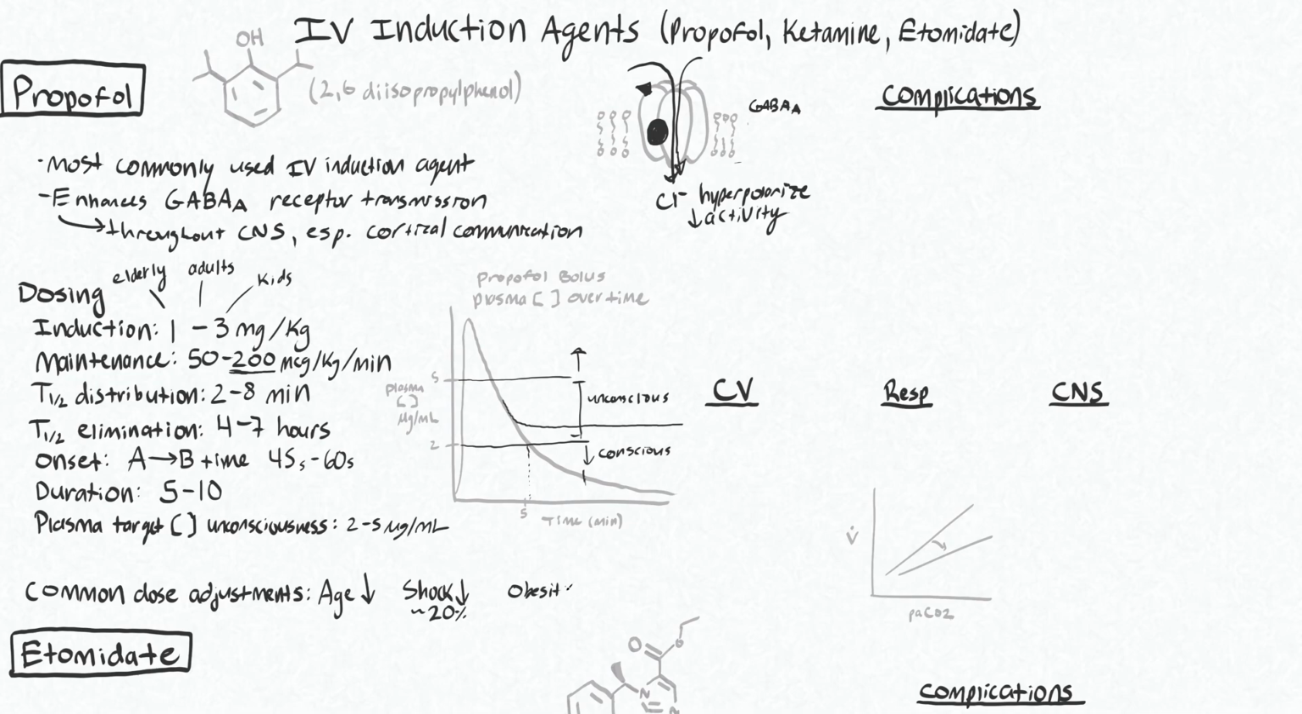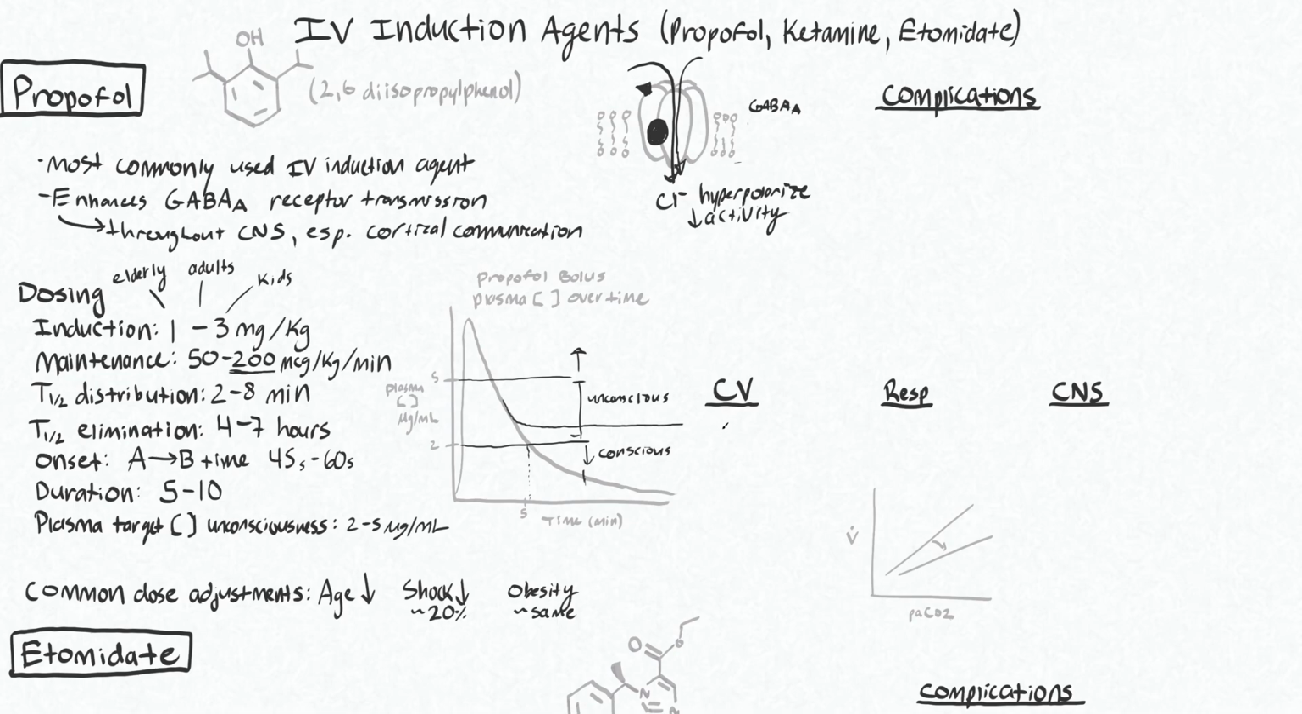Obesity often changes our drug dosing, but at least for your induction bolus, it's going to be about the same milligrams per kilogram wise for the obese population. Often people will do somewhere between their ideal and their actual body weight for induction dosing.